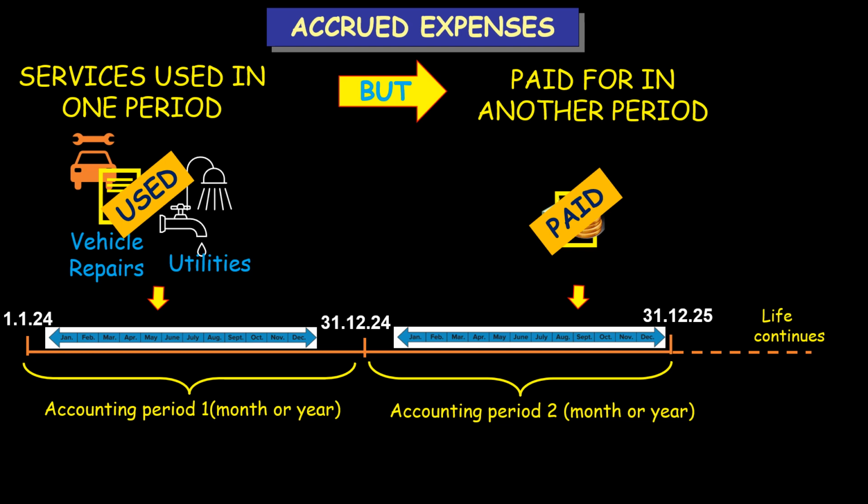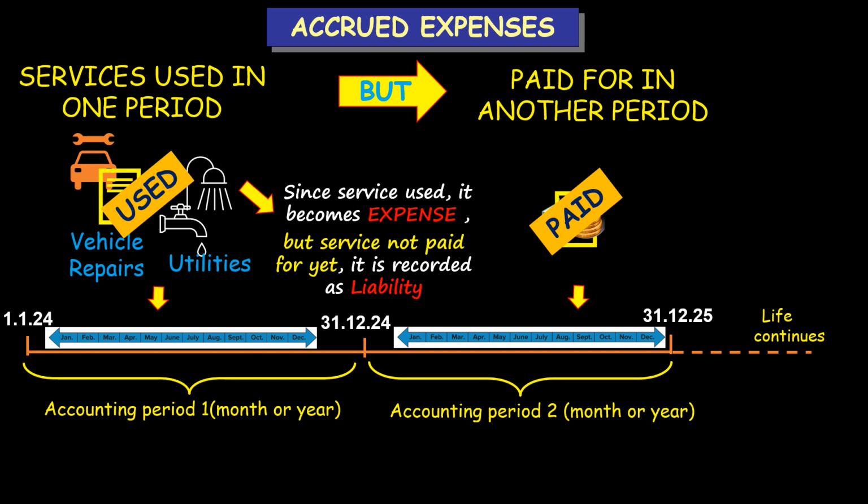Now for us, the important thing is to know what is the accounting for accrued expenses. So in period number 1, say January, since these services are used, they become expense. So by now you know that anything that is used becomes an expense in accounting. An expense is debit. So what is it that was used? Well, vehicle repair was used, so it will be vehicle repair expense. The second example is utilities, so utilities expense will be there. And since we are not paying them in period number 1, it creates a liability. And that liability starts with the word payable.